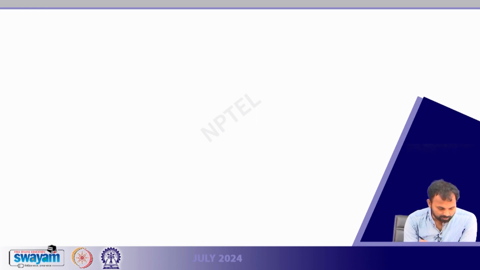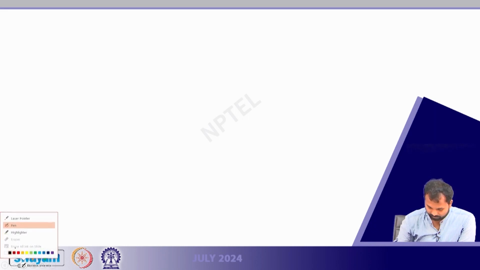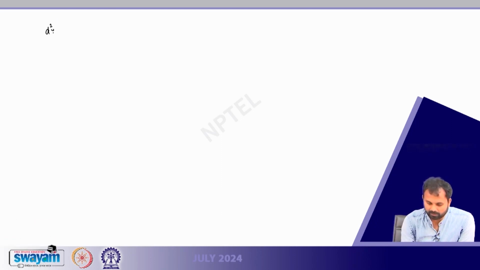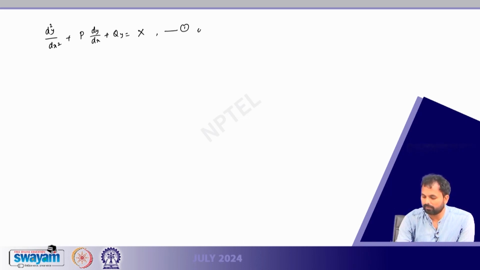All right. So suppose, to start with, we are given d square y by dx square plus capital P dy by dx plus capital Q y is equal to capital X, where I call this equation 1, where capital P, capital Q and capital X are functions of x only.